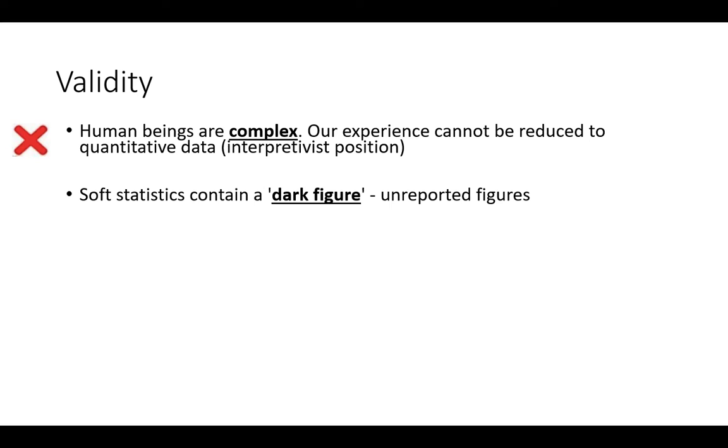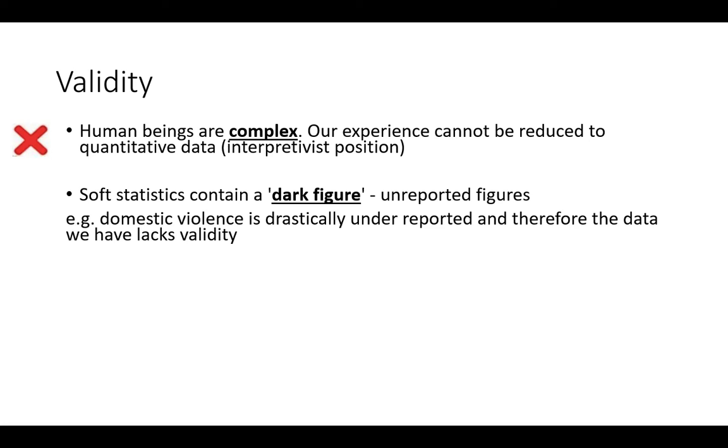Soft statistics are a big problem for official statistics, for certain types of official statistics at least. So a soft statistic is when you have a dark figure. And what we mean by that is that there are unreported incidents or figures within that data set. Remember, with our hard statistics, you're either born or you're not. So we're pretty sure that that's going to be correct. It's going to be valid. But with soft statistics, there is doubt over whether we have caught all of the incidents. This is easy to understand if you think of an example.